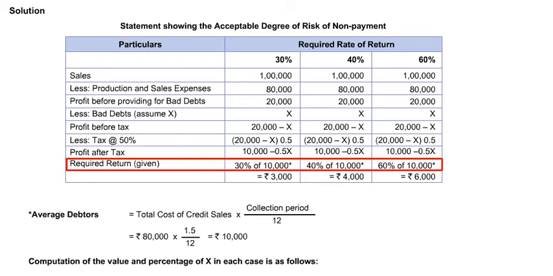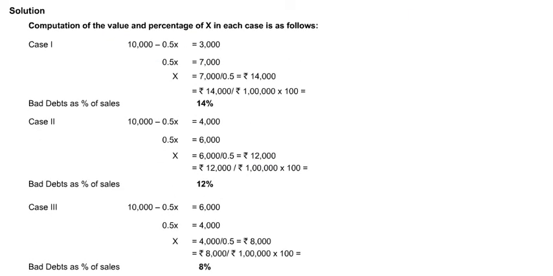Now how did we get 10,000? We have to calculate the average debtors now. So total cost of credit sales we know is 80,000 into collection period is 1.5 months. So when we calculate the average debtor, it will be 80,000 into 1.5 divided by 12 months, which is 10,000. So all the rate of return we will apply on this cost. So in the first case it will be 3,000, second case it will be 4,000 and third case it will be 6,000. So profit after tax will be equal to 3,000.